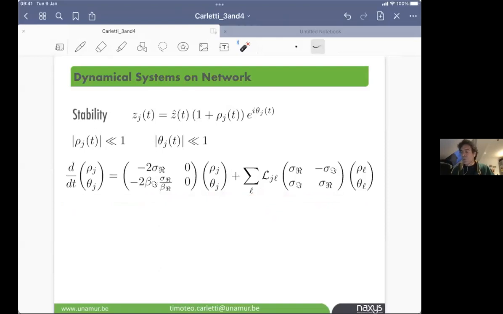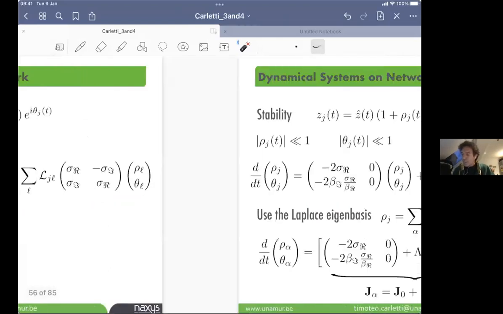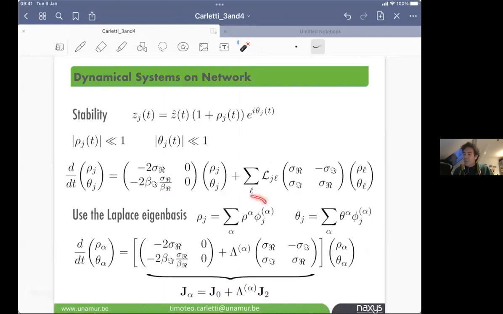And so we use the same idea that we used for Turing, that is, we introduce again the eigenbasis of the Laplace matrix. So I have now these vectors phi alpha, and I project my rho j and theta j on this basis. So I have new coefficients rho alpha and theta alpha that are indeed functions of time. If you do this, you plug into this equation.